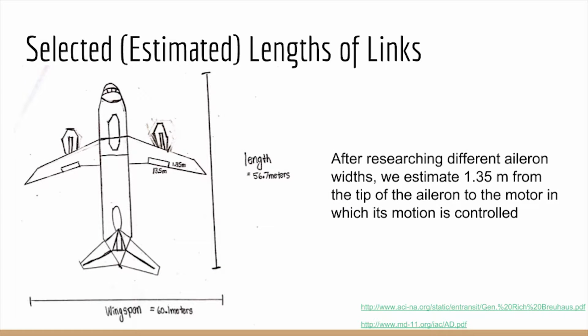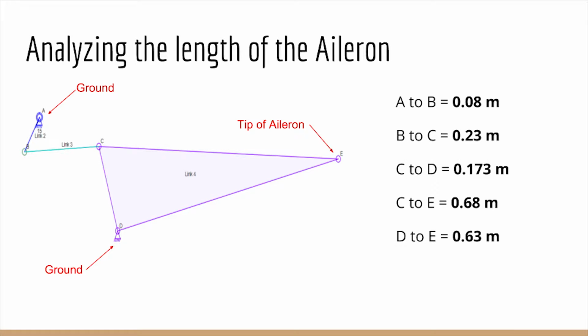To talk about the selected lengths of links, which are an estimation, we researched multiple different sources for the specific dimensions of an airplane. One website in particular gave us appropriate dimensions. The total length of the airplane is approximately 56.7 meters and the wingspan is approximately 60 meters. These dimensions are important and provide us with a scale to work with. However, it is not what we need. The aileron is just one component on the wing and has approximate dimensions of 13.5 meters by 1.35 meters, which is seen above.